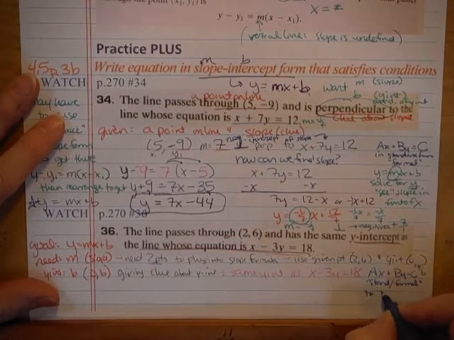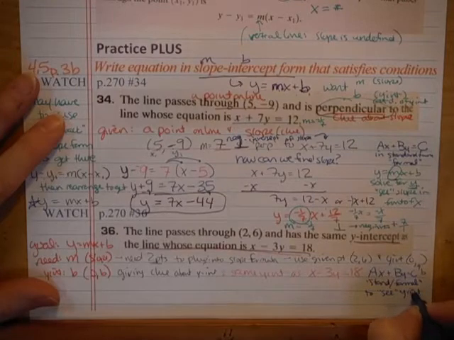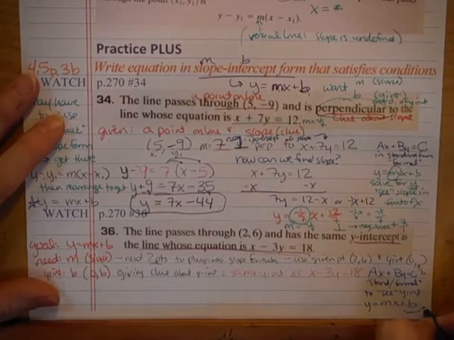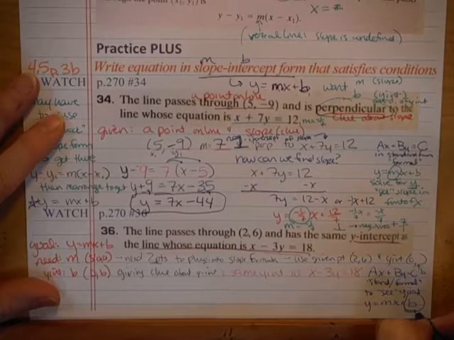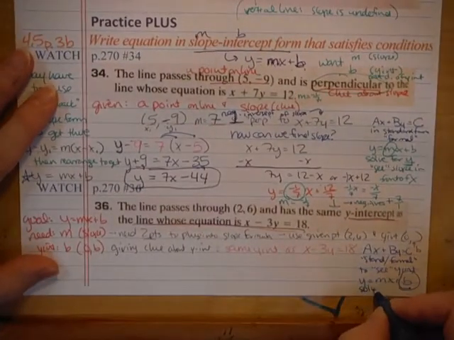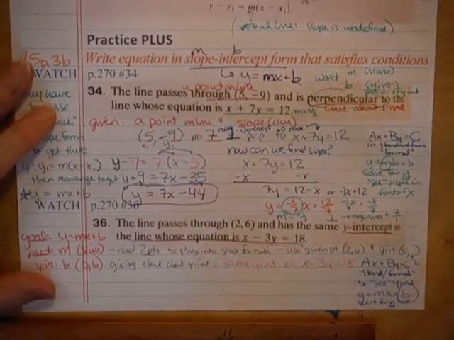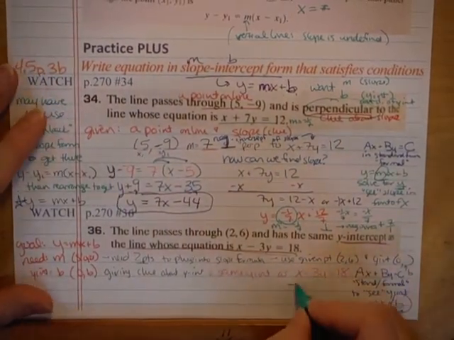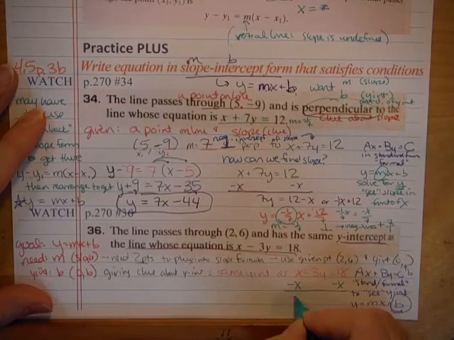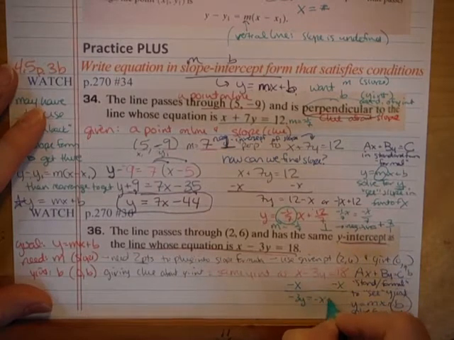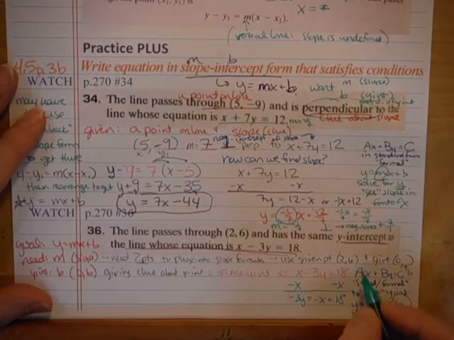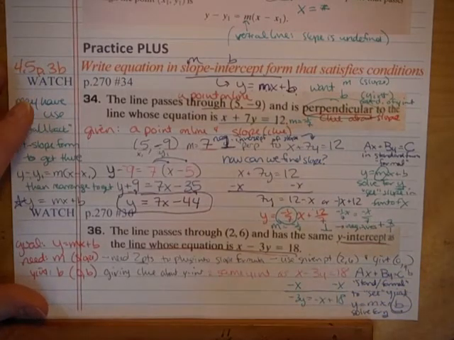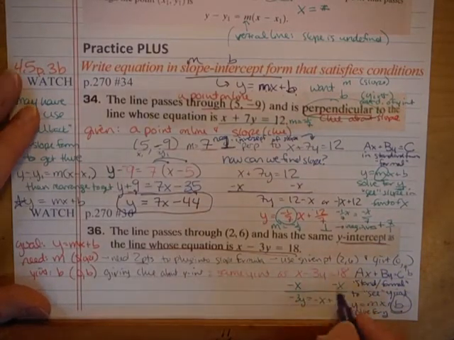Okay, so to see the y-intercept, we want it in y equals mx plus b form because it would be right there in our b value. So how do we do that? We're going to solve for y. We're going to take x minus 3y equals 18. We're going to subtract the x from both sides, and I get negative 3y is equal to negative x plus 18. I went ahead and put the x piece up front because I know I want the mx plus b form. It doesn't really matter, but since we're used to seeing it that way.